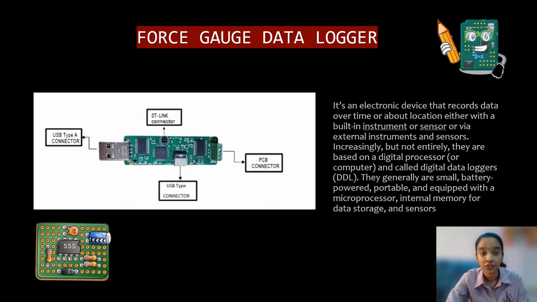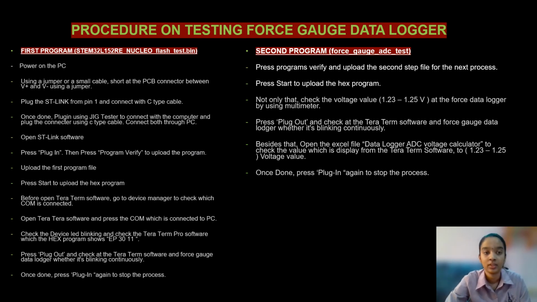Next is the Scotch data logger. What is a Scotch data logger? It's an electronic device that records data over time or location, either with a built-in instrument or sensor, which is based on a digital processor, or a computer, called a digital data logger. So this is how to test a force data logger.